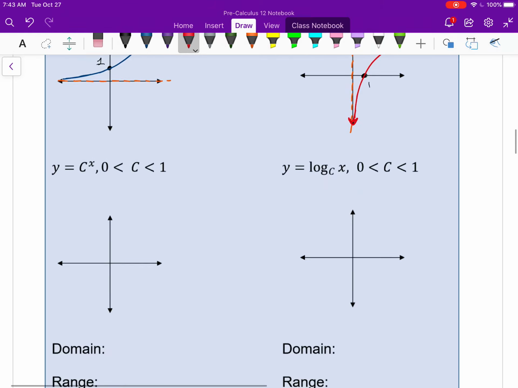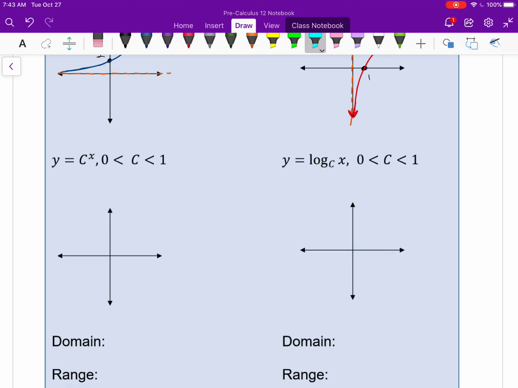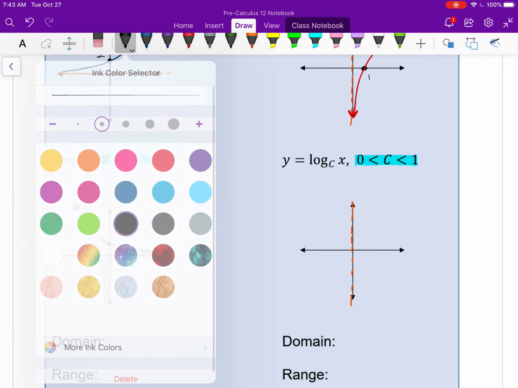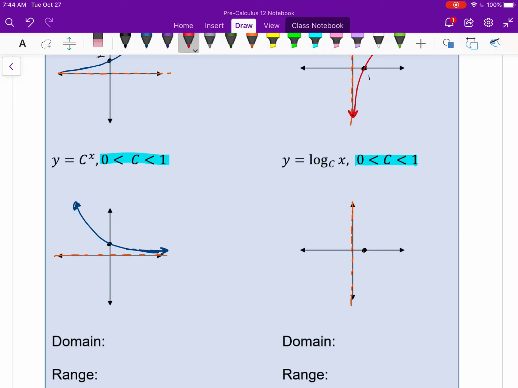So again, that's essentially what we saw before. However, what if we have an exponential function where the base is between 0 and 1? Well, it has the same y-intercept, same asymptote, but now it's decay. So it looks like a horizontal reflection compared to what we had before. Well, with a logarithmic function, when you have a base between 0 and 1, again, same asymptote, same x-intercept, but now it'll appear like a vertical reflection compared to what we had before.